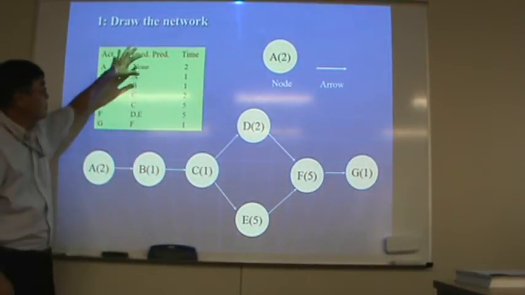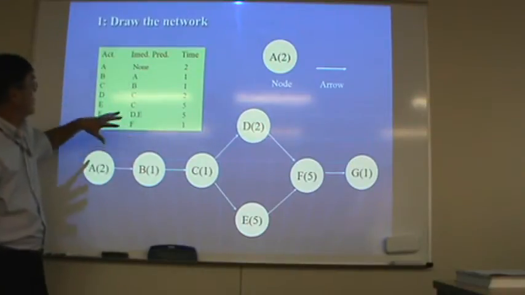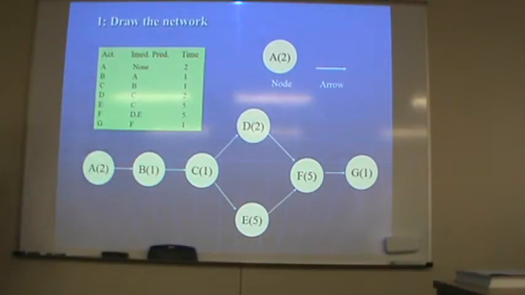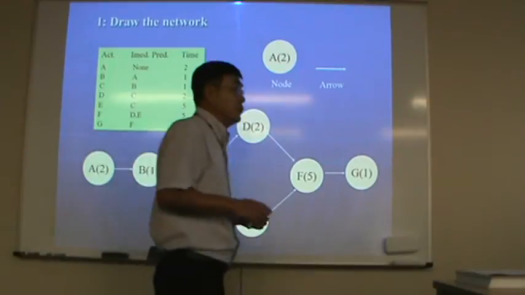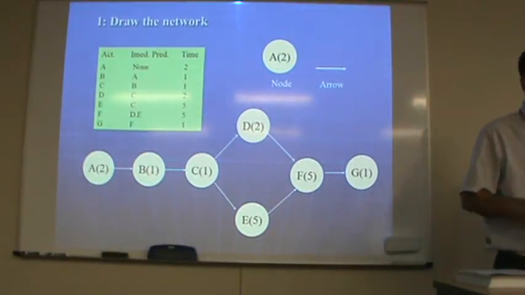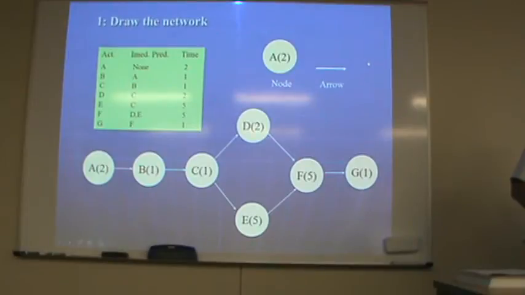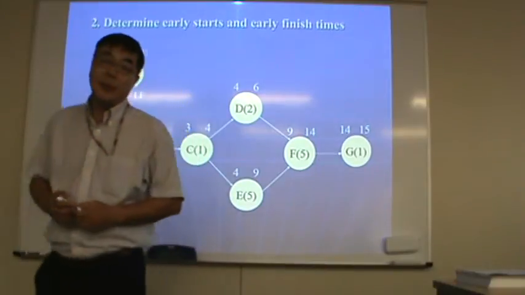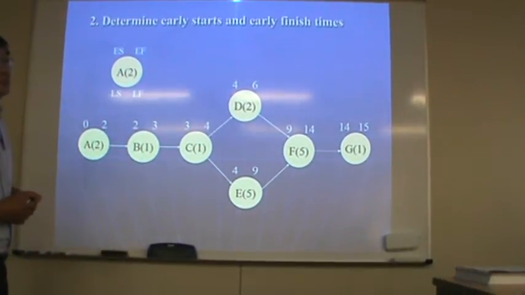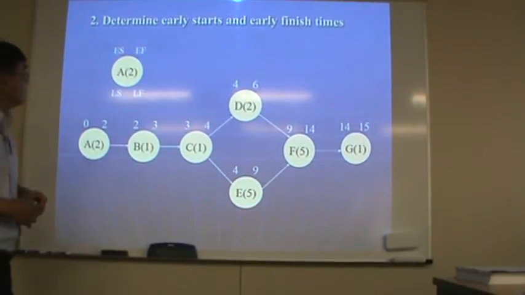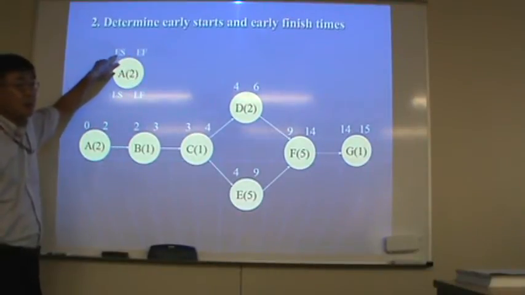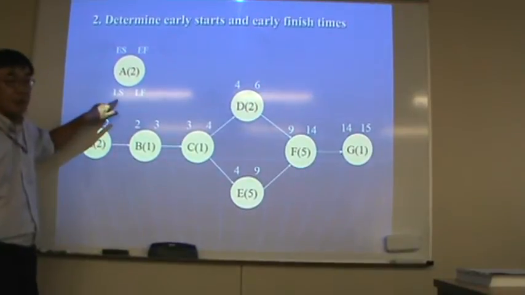So using designation, immediate predecessor, and time information, we can draw like this. And then, to find project time, total time, we need something. Determine early start and early finish time. On top of the node, early start time, early finish time. Later, late start and late finish.